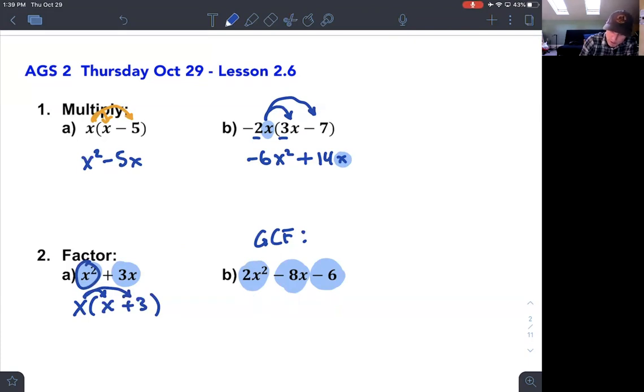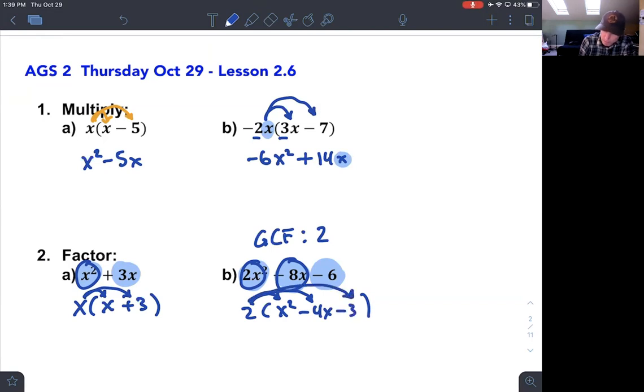Since they're all even numbers, then 2 is the GCF, so you put a 2 outside the parentheses. And then we say 2 times what gives you 2x squared, and it would be x squared. And 2 times what gives you negative 8x, it would be negative 4x. And then we go to the last number. 2 times what is negative 6, it would be negative 3. So that's our answer. All right, what questions do you have?